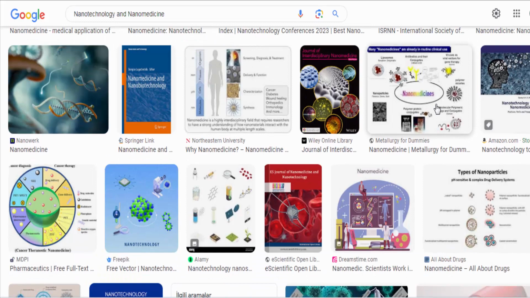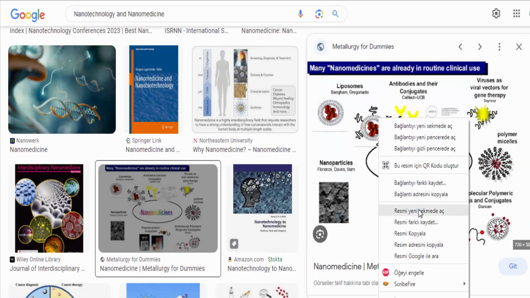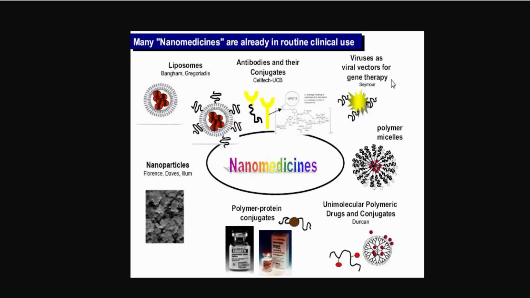Tissue engineering. Nanomaterials can be used as scaffolds to support the growth and regeneration of tissues. By mimicking the extracellular matrix, nanotechnology facilitates the development of artificial organs and tissue constructs.